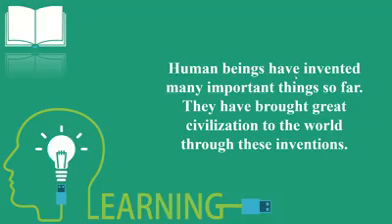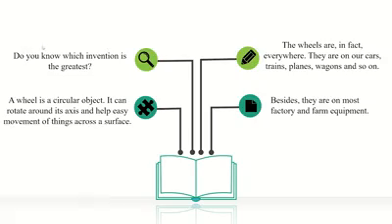Human beings have invented many important things so far. They have brought great civilization to the world through these inventions. Next, do you know whose invention is the greatest? Yes, it is the wheel. A wheel is a circular object. It can rotate around its axis and help easy movement of things across a surface.